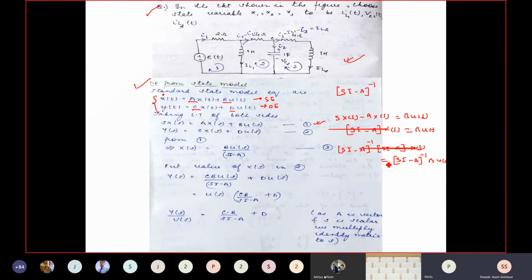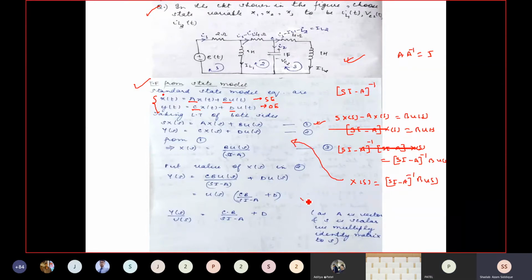So see what will happen if we have A inverse is this matrix, we will get an identity matrix of the same size. So this will give you the identity matrix multiplied with X(s), so we'll get X(s) only. So X(s) is equal to (sI minus A) inverse into BU(s). So try to substitute this in the second equation.